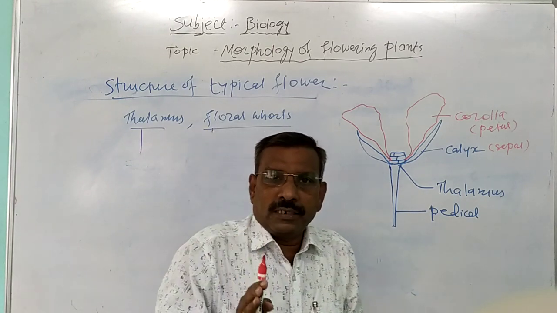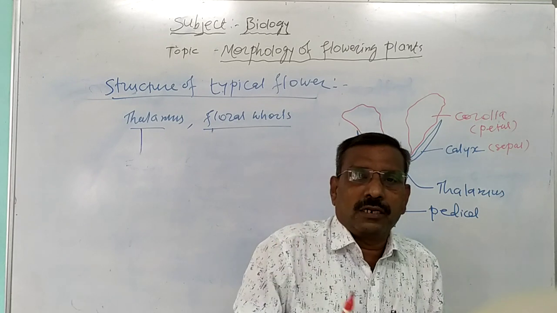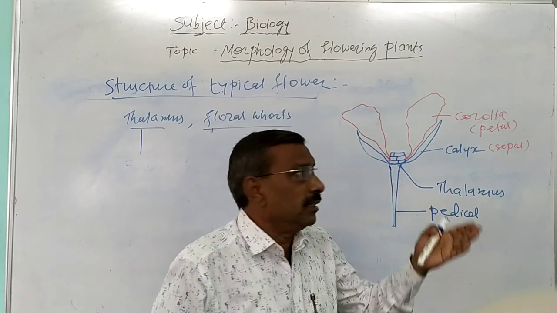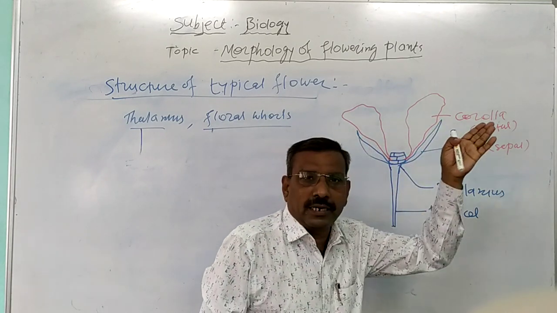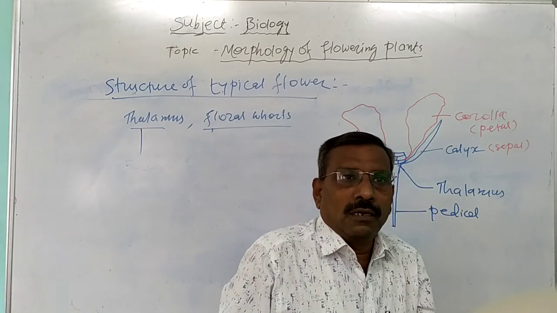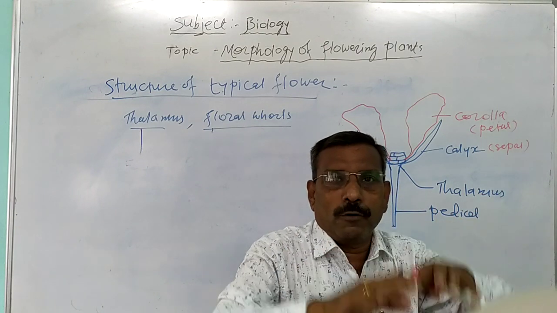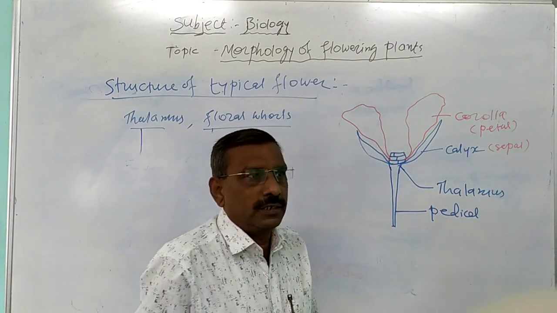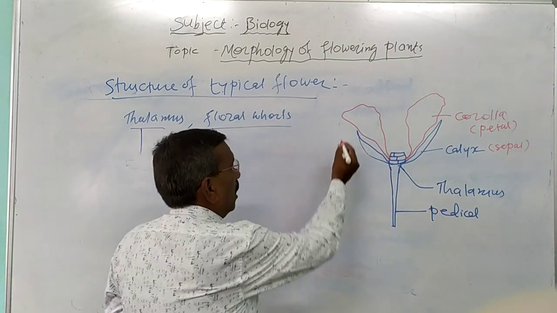Pollination means parag-sinchan, and the corolla helps in bringing it about. It attracts insects, being colored and attractive, for pollination, and thus it also protects the inner reproductive whorls during bud condition.